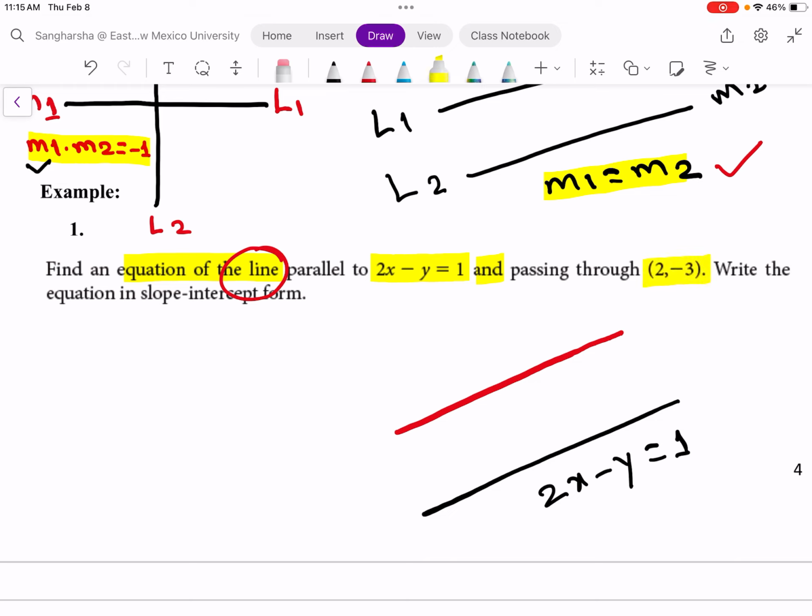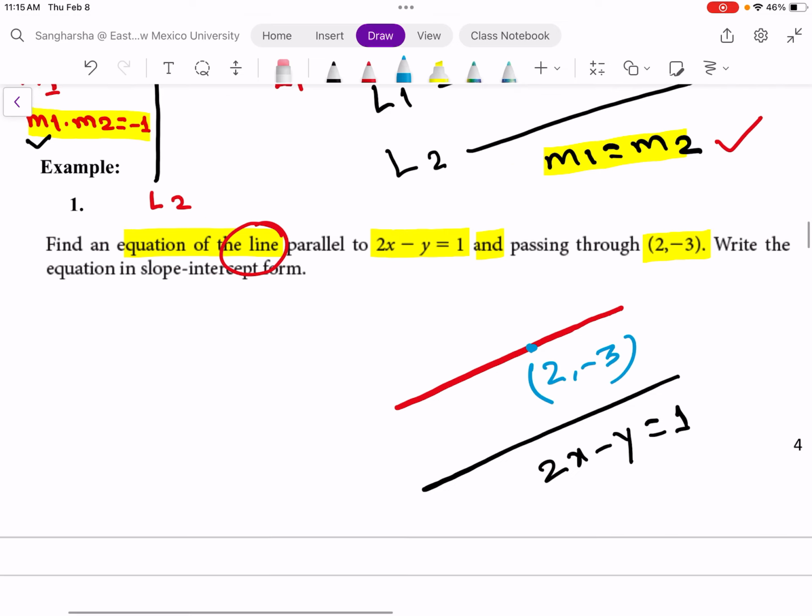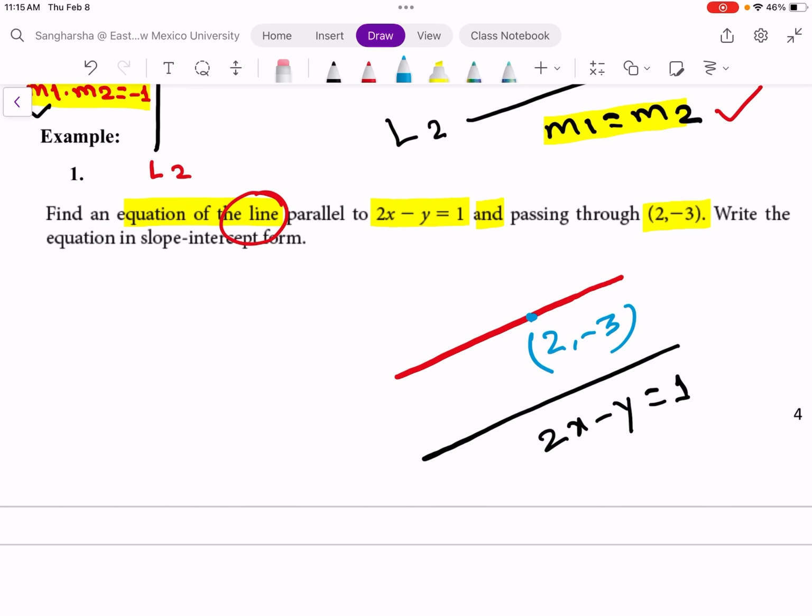And this line is passing through (2, -3). Now which line has the (2, -3) point, the red or the black? Red, right? So we are trying to find the equation of a line parallel to this black line and passing through the point (2, -3). Let's say this point is (2, -3). We need to find the equation of the red line here, and this red line is parallel to our black line, which is 2x minus y equals 1.